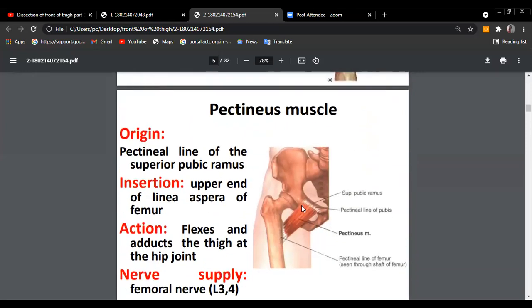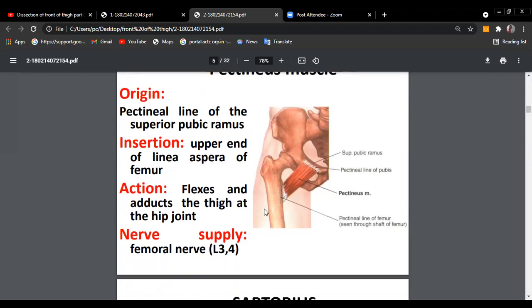Pectineus muscle, if you remember, we had the pectineal line when we were doing the hip bone. So pectineus comes from the pectineal line of the superior ramus of the pubis. Insertion is the lower end of the linea aspera of the femur. The action of pectineus is that it flexes and also adducts the thigh at the hip joint. Nerve supply, as with all the front compartment, you remember, is the femoral nerve.